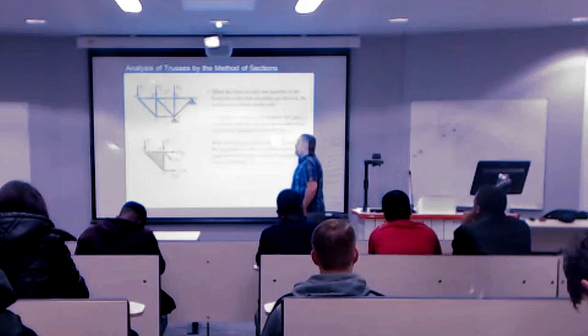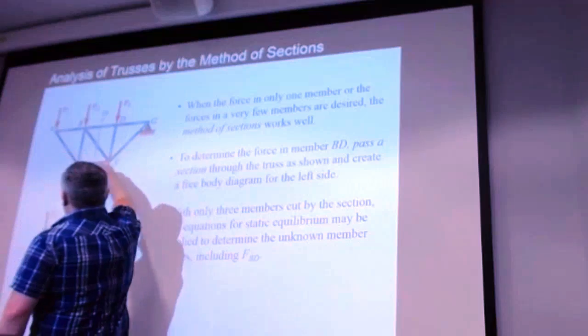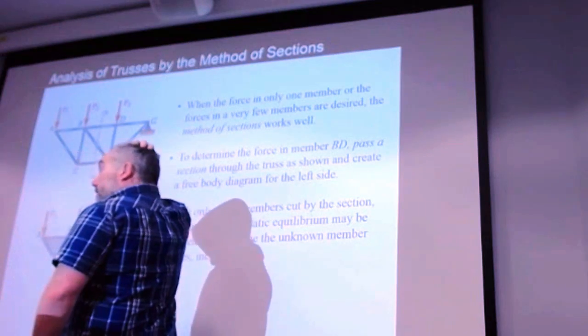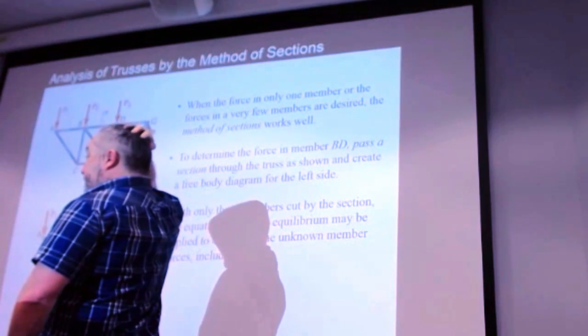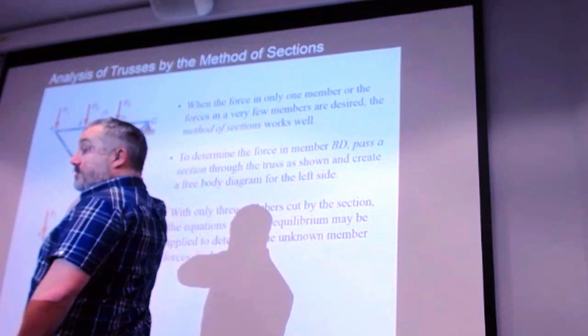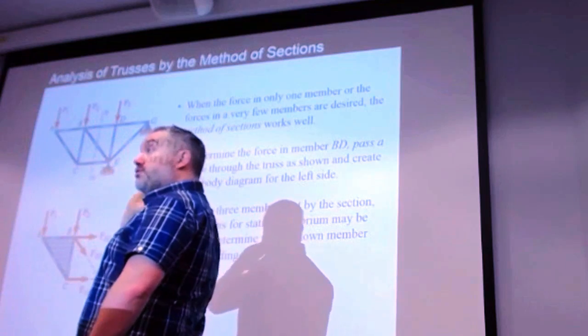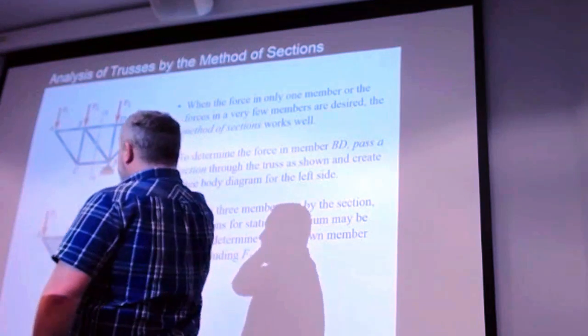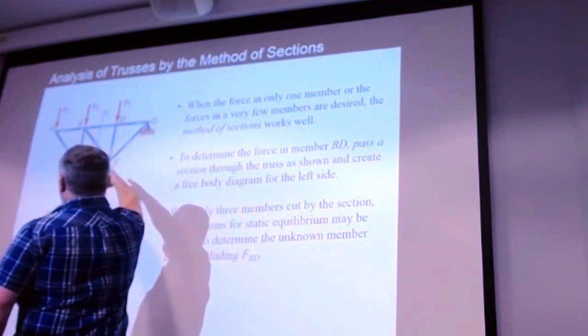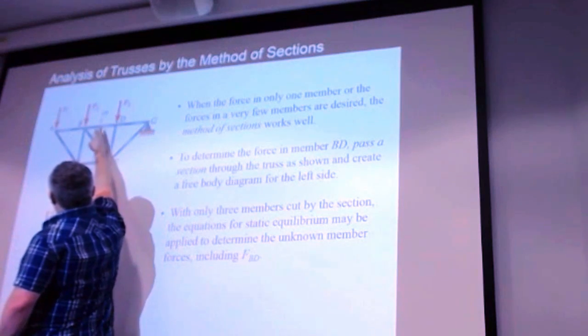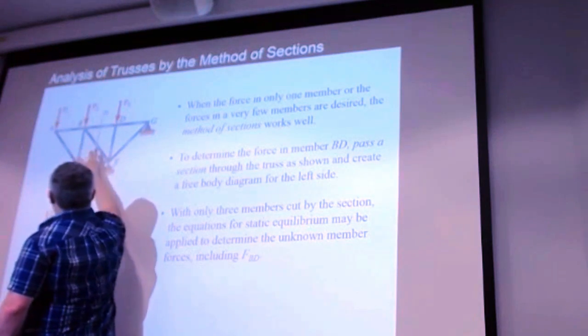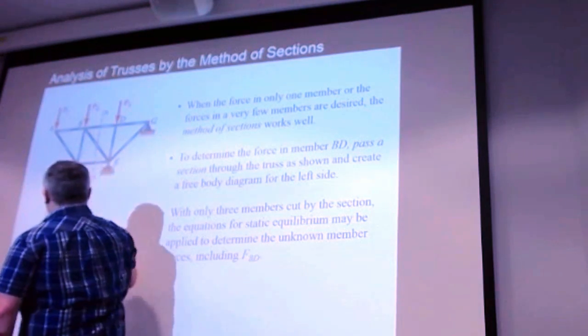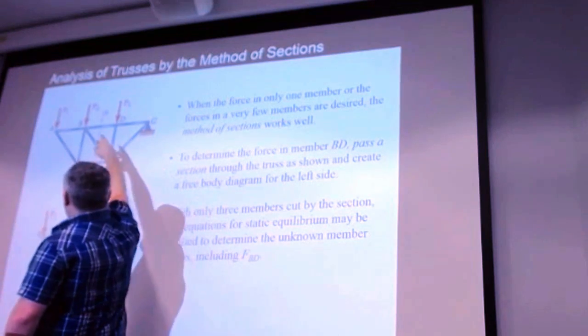So method of sections. Here's an example. Within the assignment, if you're given a question and it doesn't say do the method of joints or method of sections, you can choose whichever one you want to do. However, if you had a question here and you had to work out what BD was, BE and CE, we'd be slicing through the middle.